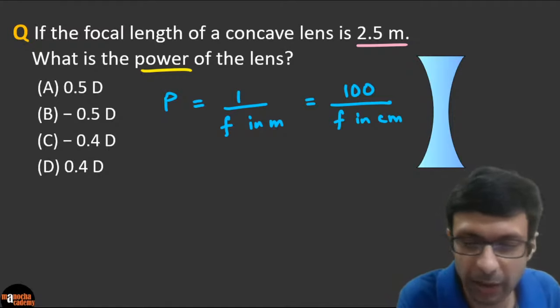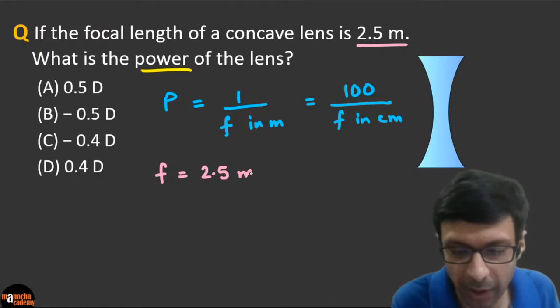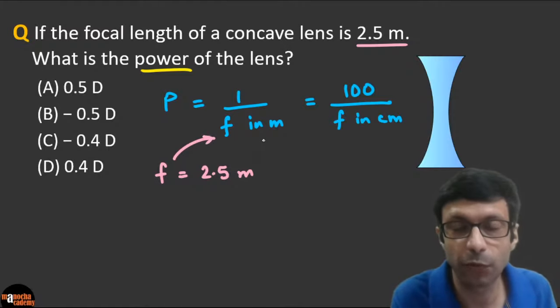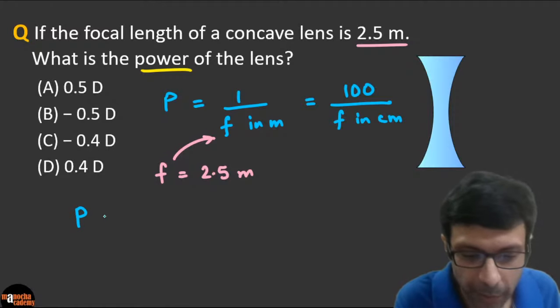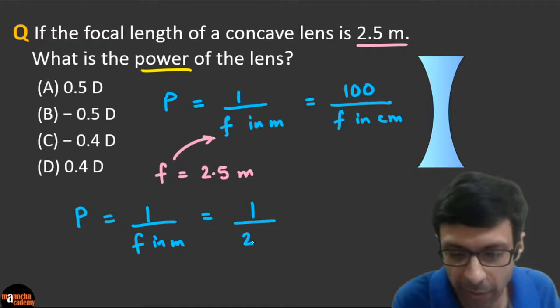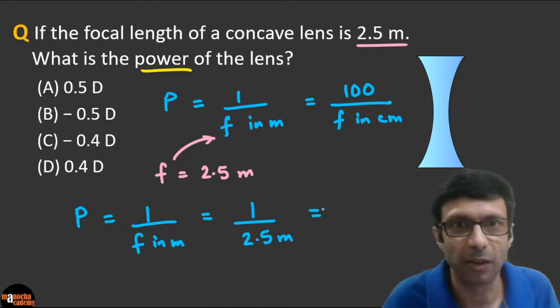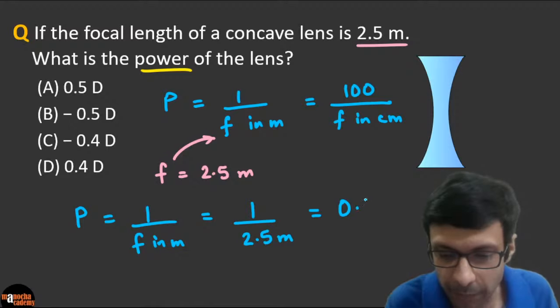So what is the focal length given to us in this question? The focal length is written as 2.5 meters. That's been given, right? So let's substitute this value in this formula. We use this formula because it is given in meters. So what is P going to be? P is 1 by F in meters, which is 1 by 2.5 meters, and that works out to 0.4 diopter.